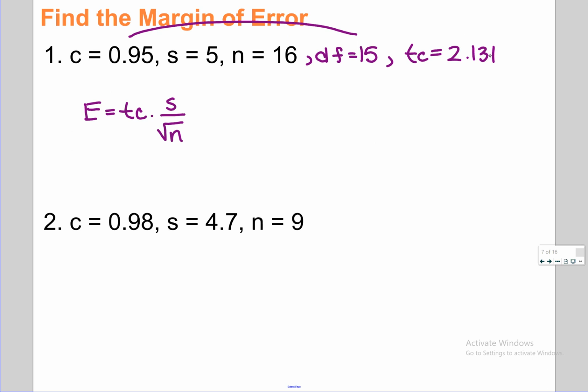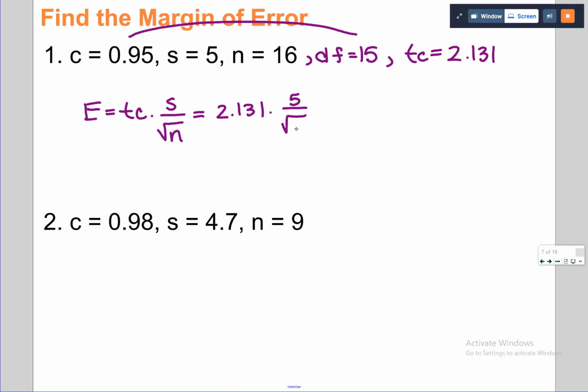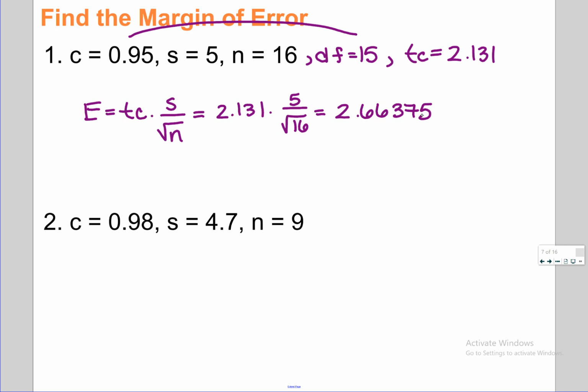Okay, and then we plug it in. 2.131 times S over the square root of n, square root of 16. Type it in your calculator. We're doing 6.2 right now. And you should get margin of error of 2.66. Actually, I can get the whole number here, 375, if I don't have to round it at all.